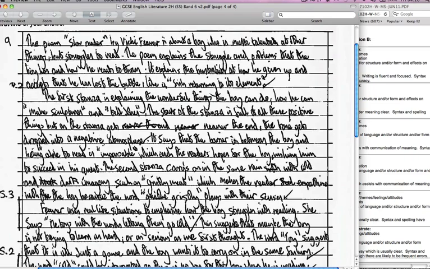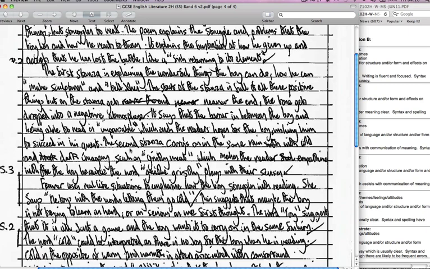The tone is dropped into negative. It says the barrier between the boy and being able to read is impossible, which ends the reader's hopes for the boy, insisting him to succeed in his quest. So there we've touched upon the readers, how it affects the reader as well. The second stanza carries on in the same vein with cold and dark imagery. So imagery is being used, structure's been used, and language has been used.